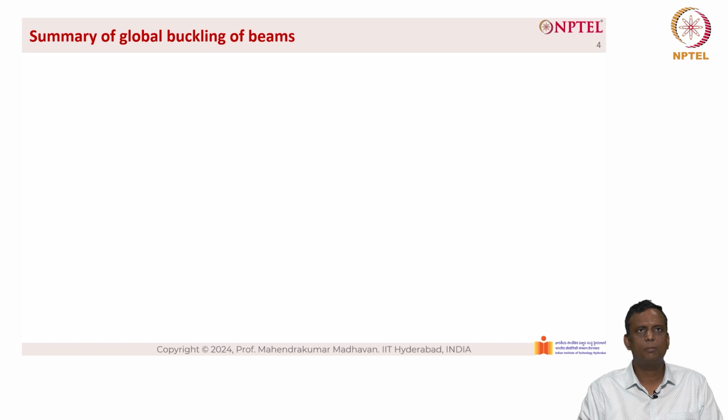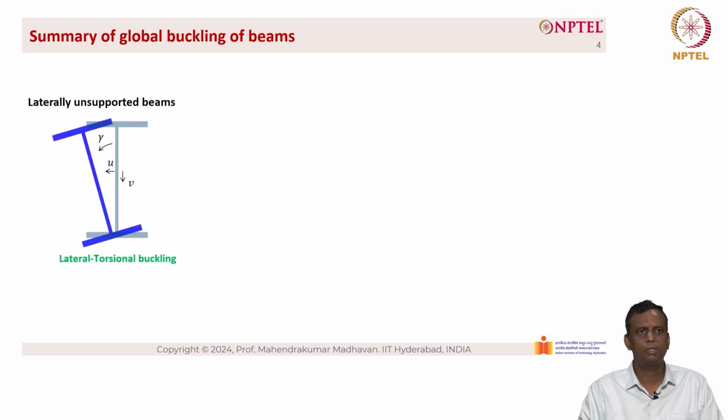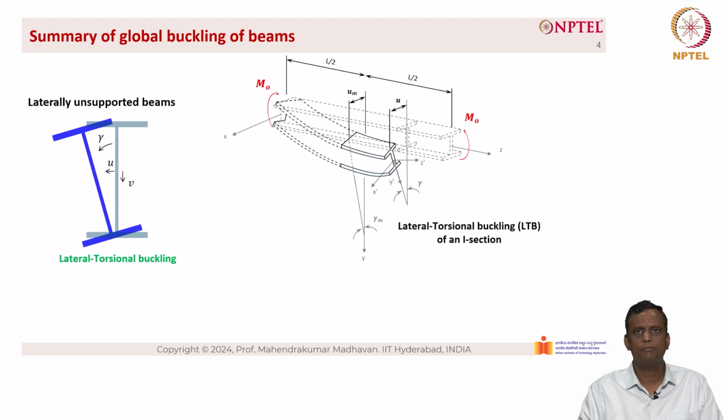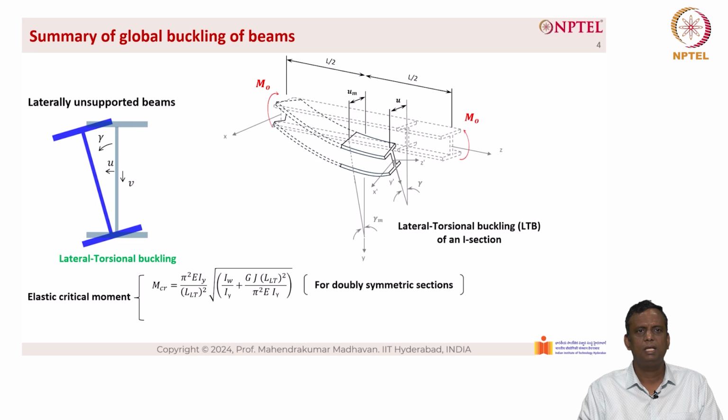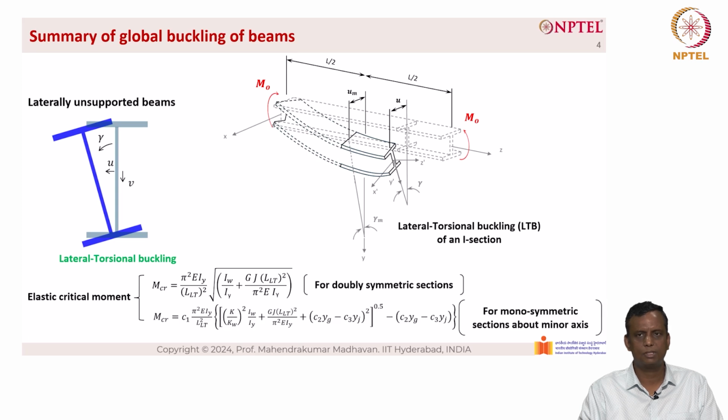Now, let us look at the summary of global buckling of beams. For laterally unsupported beams, the displacement goes in the y direction as well as in the u direction, and there is also a twisting, also known as lateral torsional buckling. As you can see from the right hand side of the picture, which gives a lateral torsional buckling for an I section, the elastic critical moment is defined as M critical equal to pi square EIy divided by L sub Lt the whole square into root of Iw by Iy plus GJ into L sub Lt the whole square divided by pi square EIy. This is for doubly symmetric cross sections.